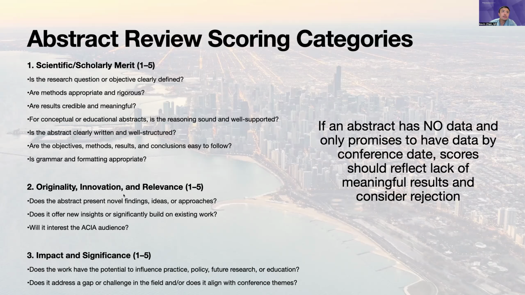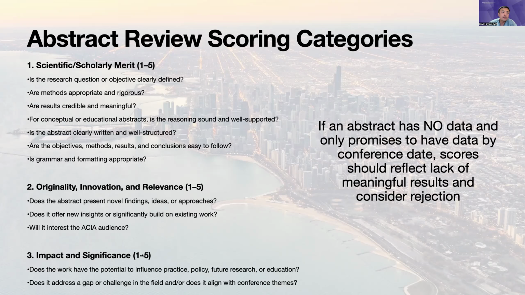The originality, innovation, and relevance portion is also a very important category. Obviously, these three are equal in weight. So does this abstract present novel findings, ideas, or approaches? Does it offer new insights or significantly build upon existing work? And perhaps most importantly, will it interest the ACIA audience? So think about that as you're approaching this specific category.